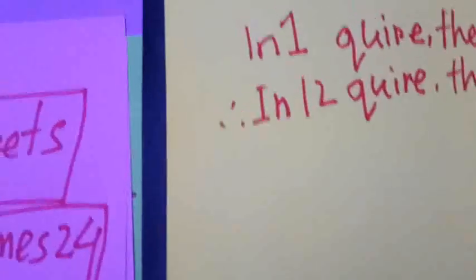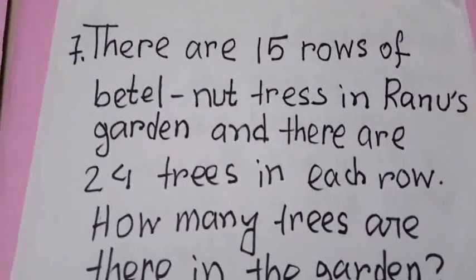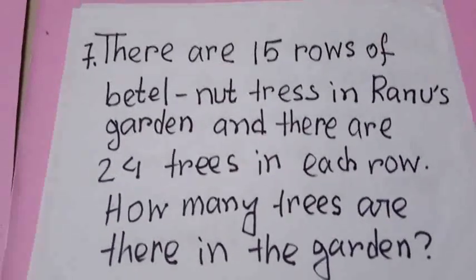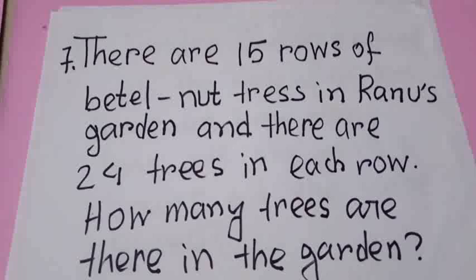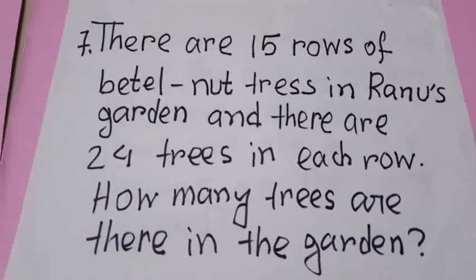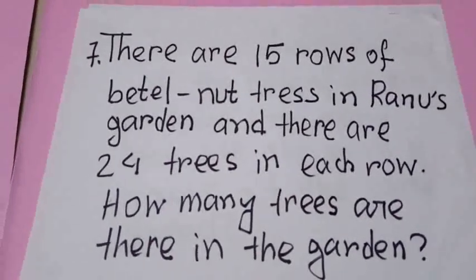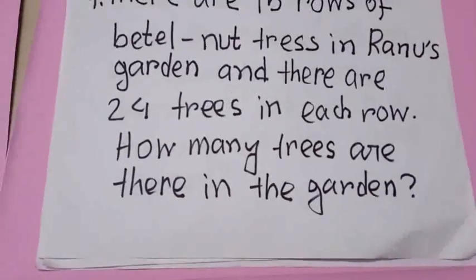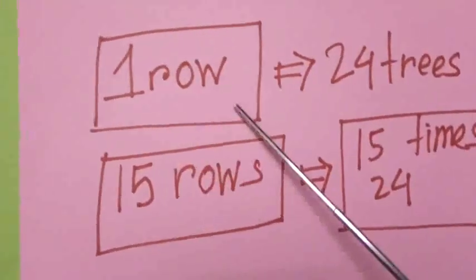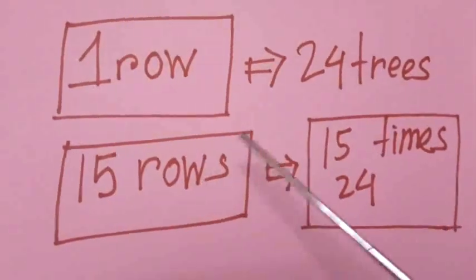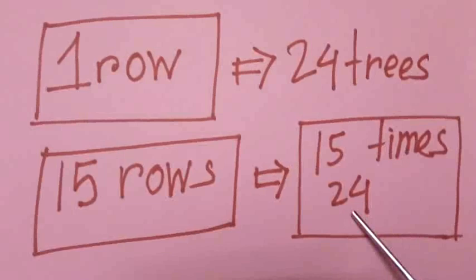Again, question 7. There are 15 rows of betel nut trees in Runu's garden, and there are 24 trees in each row. How many trees are there in the garden? One row has 24 trees, then 15 rows have 15 times 24 trees.